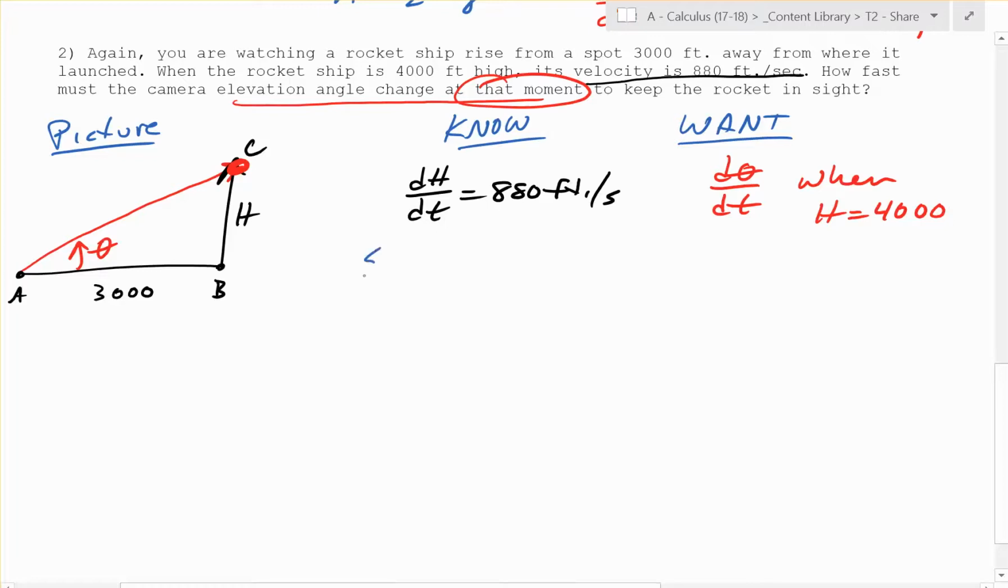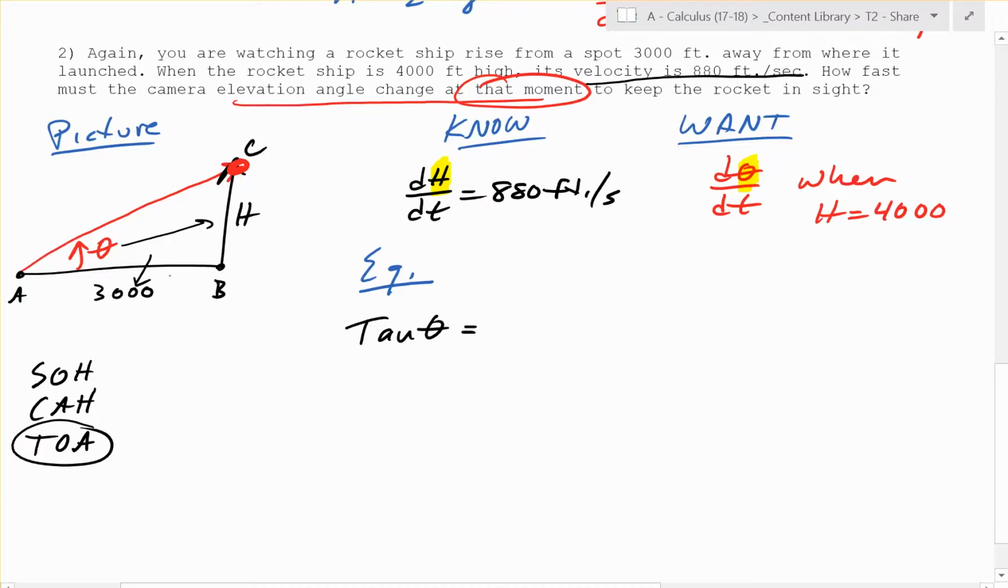So now we need an equation that links h and theta. So how are we going to do that? Well, we know that the tangent of theta, remember SOH CAH TOA, TOA: tangent is opposite over adjacent. So tangent of theta is actually equal to h over 3,000 right there. So we have our equation. We can rewrite it a little bit: 3,000 tangent theta is equal to h.